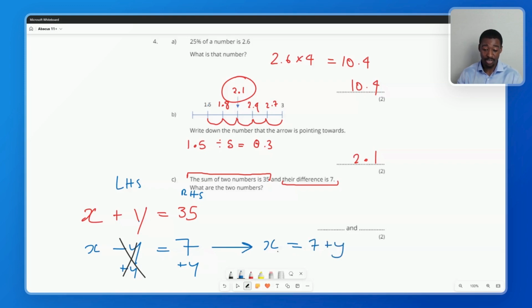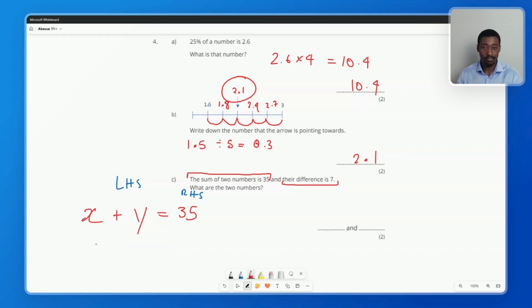Now we take this definition of X. We now know what X is. We take this definition of X and we plug it into X over here. So let's clean up this area. We know X is 7 plus Y. So that means that instead of writing X plus Y equals 35, we can say that 7 plus Y, remember that's what X equals, we just worked it out, 7 plus Y equals 35. And now we're in familiar territory.